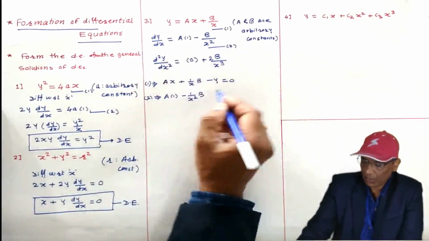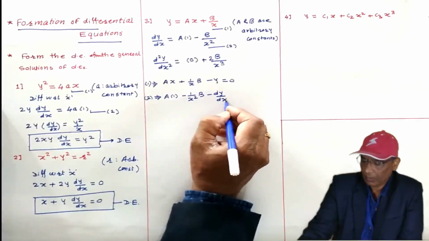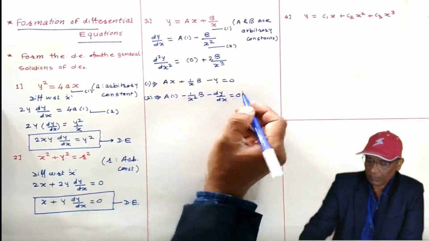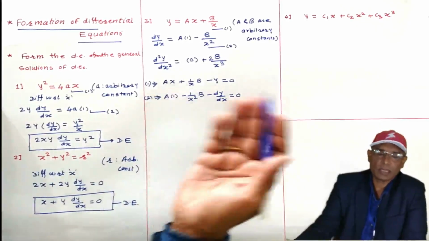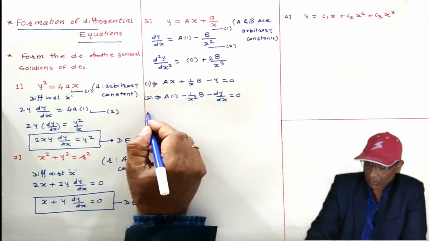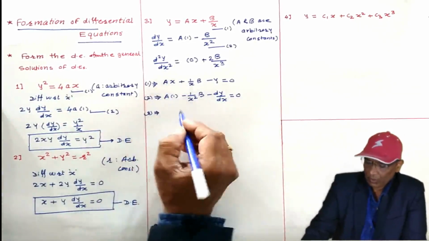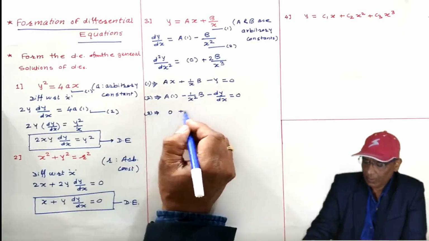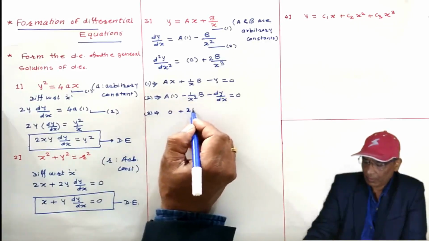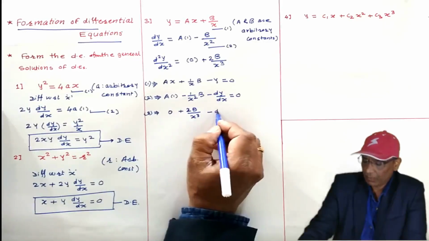shift dy by dx on the right hand side. I am going to use the determinant, therefore I am taking all of the left hand side to the right hand side, or you can take the right hand side to the left hand side also. It is your choice. Equation 3 is what? 0 plus b 2b by x cube minus d2y by dx square.